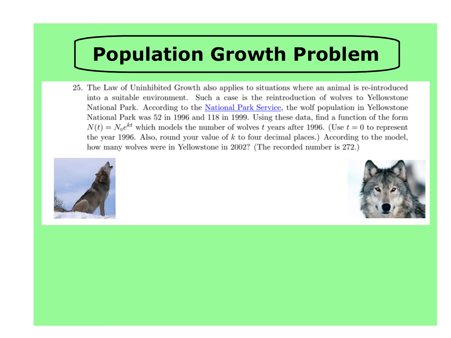Next, we're going to look at an example of population growth, specifically the population of wolves that were reintroduced into the Yellowstone National Park. This problem tells us that in 1996 there were 52 wolves, and in 1999 there were 118 wolves. We're going to use these two data points to develop a function that models the number of wolves in the park T years after 1996.